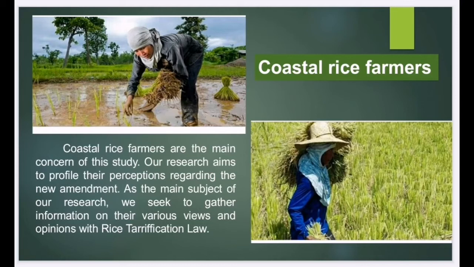This slide presents the subject matter of the study. The main key informants of this research, for example, are the coastal rice farmers. The clause is one of the operationally defined terminologies to serve as a noun to identify the subject of this research.